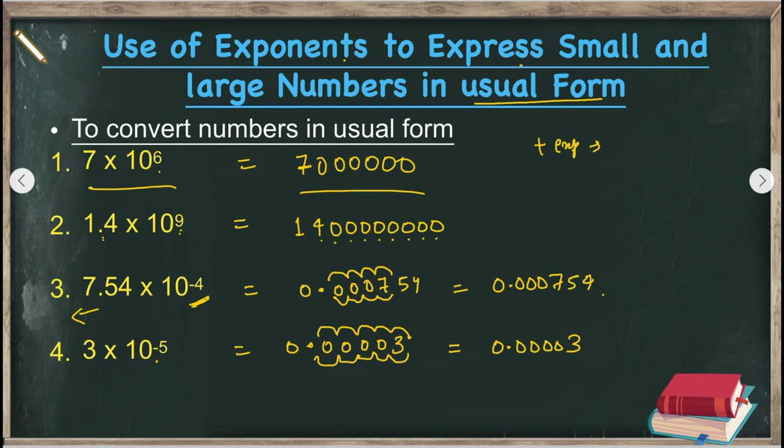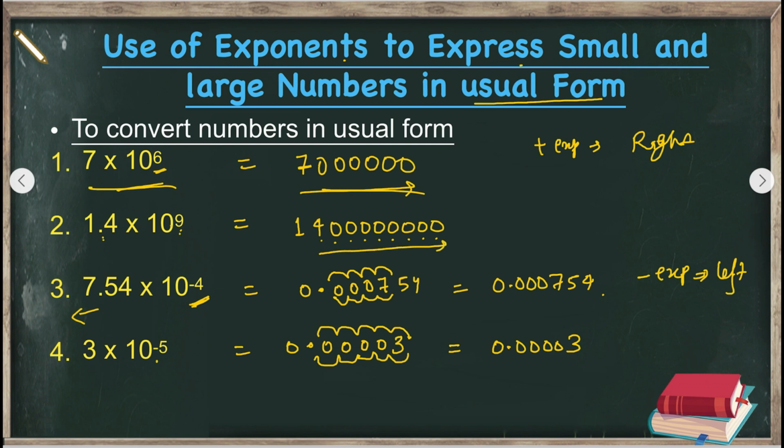Okay, which means if the exponent is positive, we write the zeros toward the right hand side, and when the exponent is negative, we write the zeros toward the left hand side. Okay, in these cases the exponent is positive, so we are writing the zeros toward the right hand side.